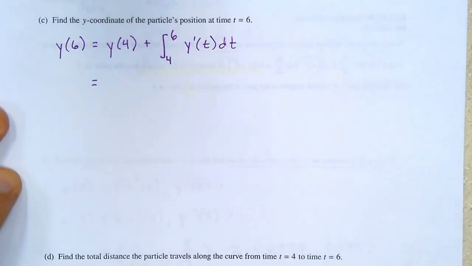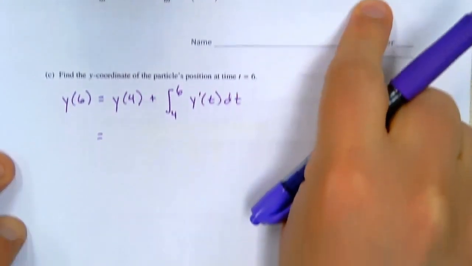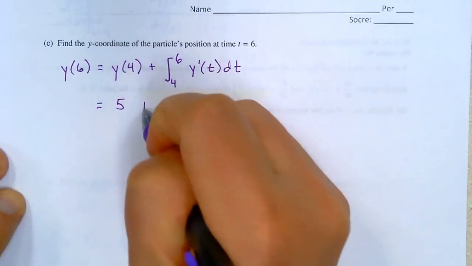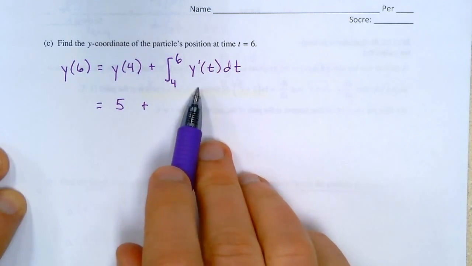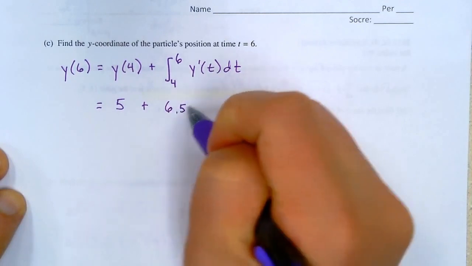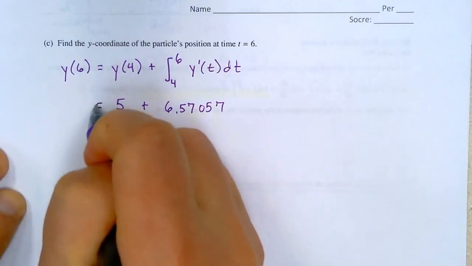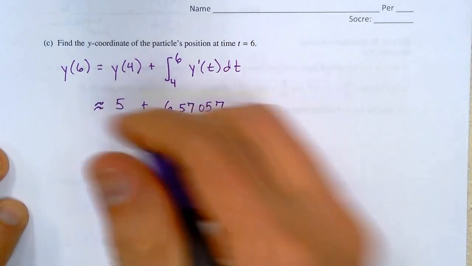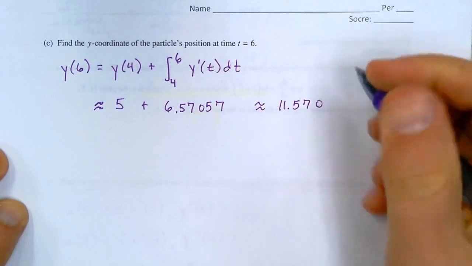y of 4 is provided to us in the question stem. They say at time 4 the particle is at position 5. Evaluating this integral expression is pretty difficult to do by hand, but it is a calculator active question. Evaluating that integral, we come up with that decimal using our calculator. So our position at time 6 is approximately 11.570.